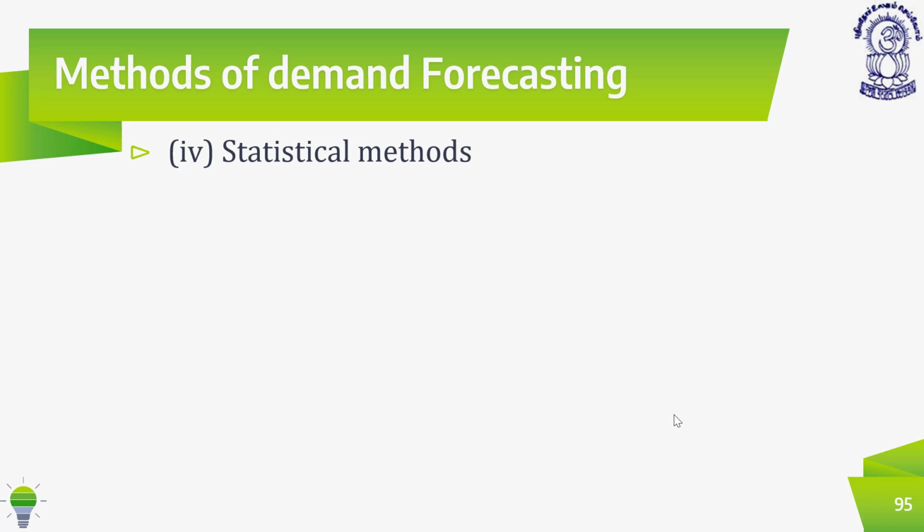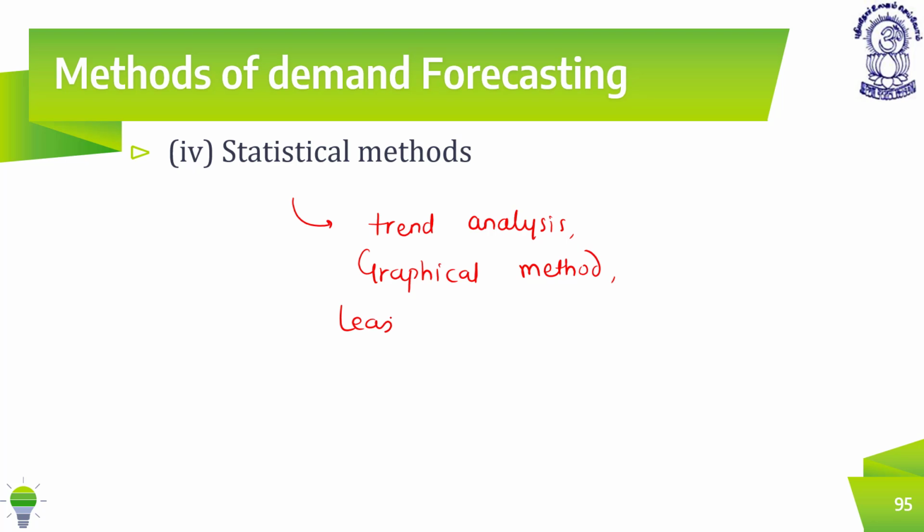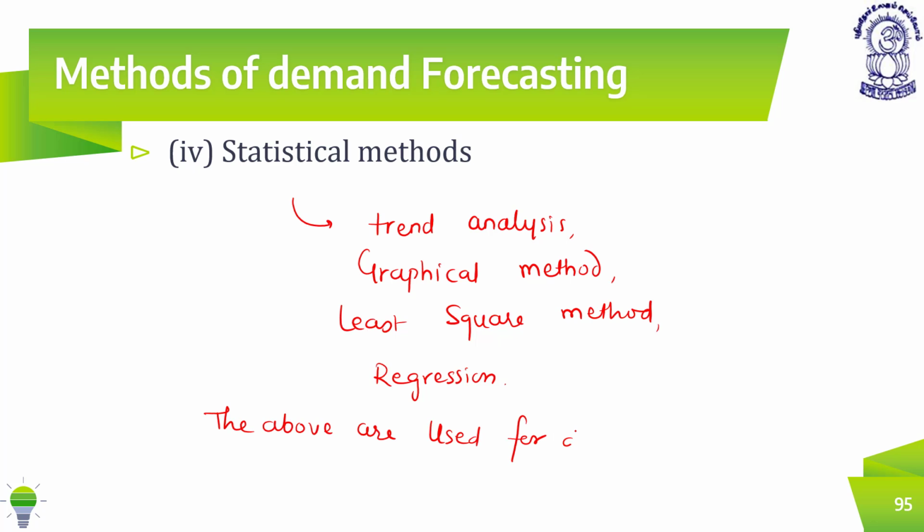The next method is statistical method. You can write examples as trend analysis, graphical method, least square method, regression. So these are the statistical methods which are used for demand forecasting.